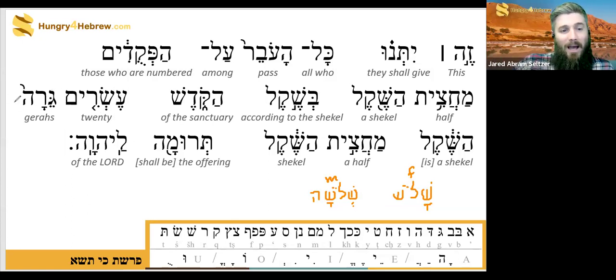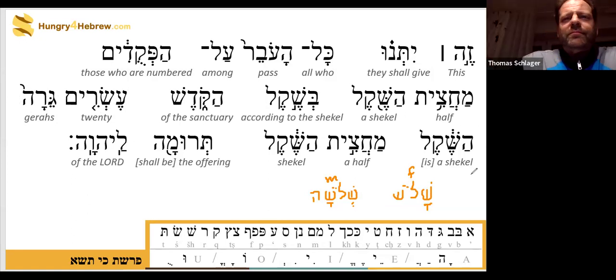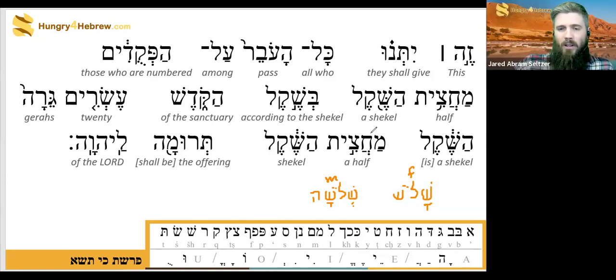A gera apparently is another weight of measure, and there are 20 of them to a shekel. So it's a smaller unit. Machatzit hashekel, teruma ladonai. Here we have a nominal sentence, so we're going to have to supply the verb. And you can see they did that right there: half of a shekel shall be a teruma to the Lord. What is the root of teruma?